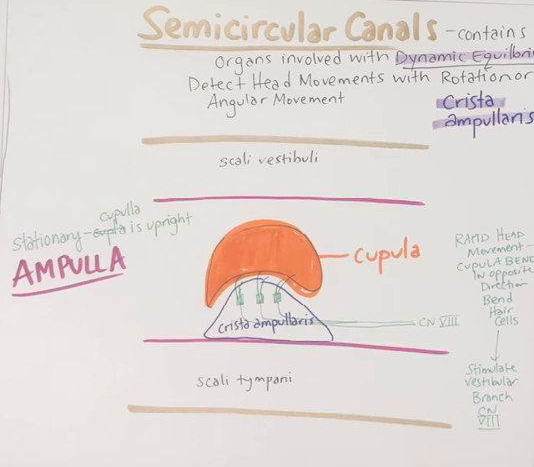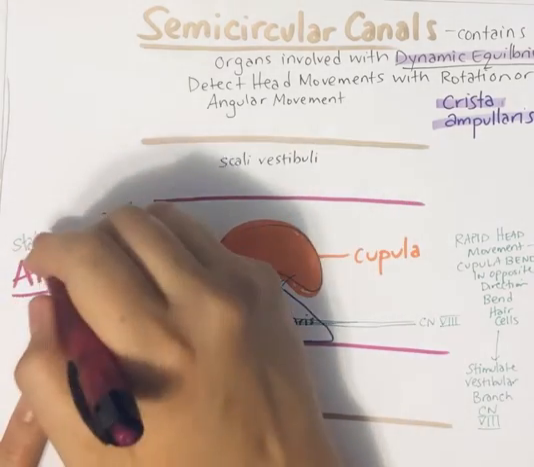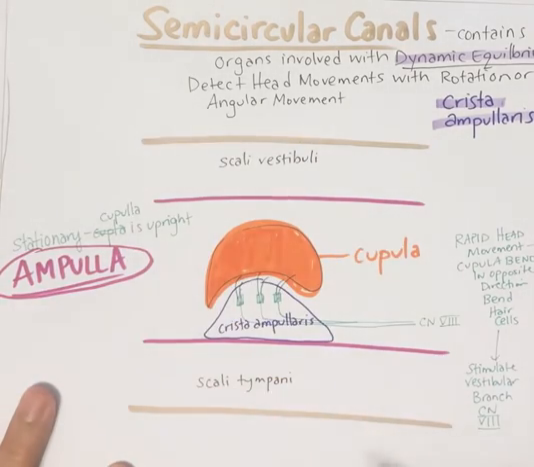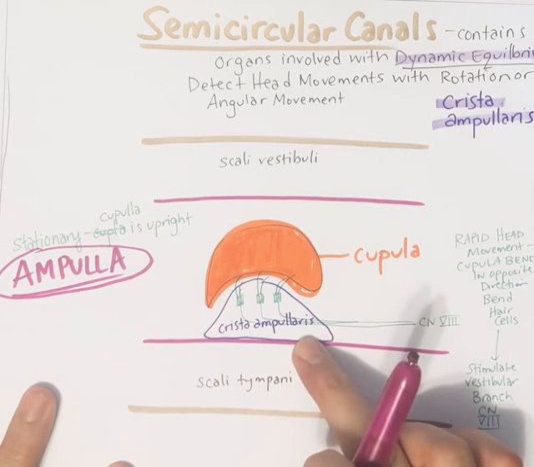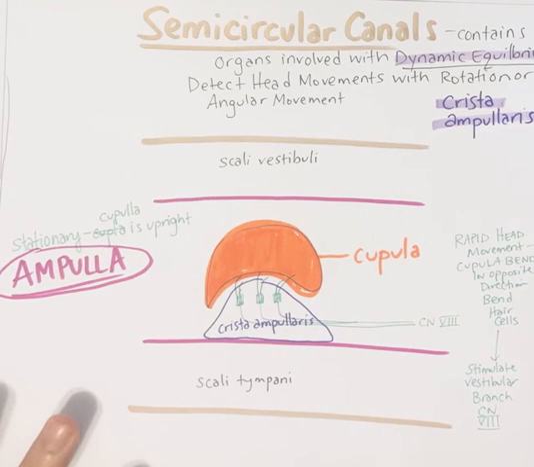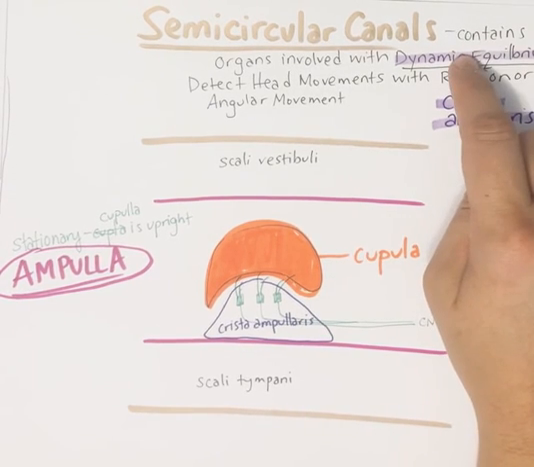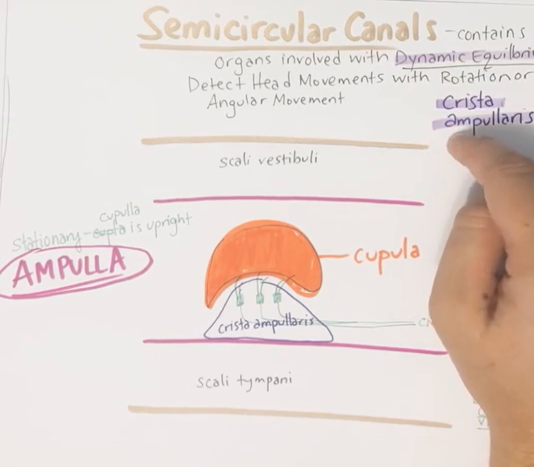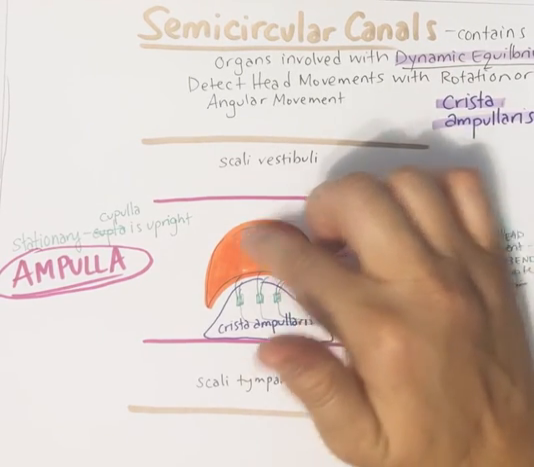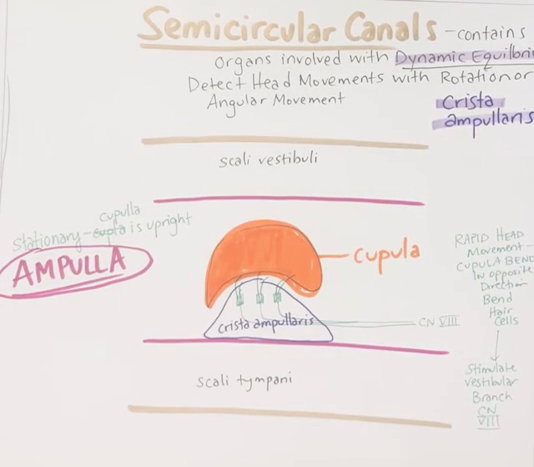So the key for the inner ear is understanding the membranous labyrinth all have different names in each of the areas, and they each have a different organ involved with different functions. So your crista ampullaris is involved with dynamic equilibrium, but the way that it works is the hair cells bend as the cupula goes in the opposite direction. So if you're spinning to the right, the cupula goes to the left, and then that's how you know that you're spinning.